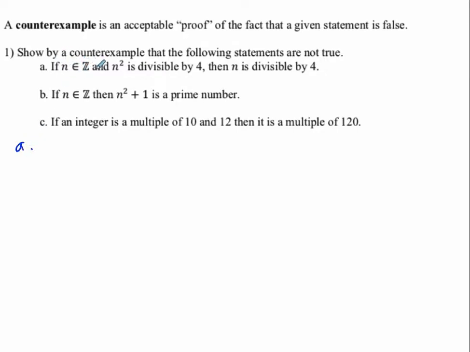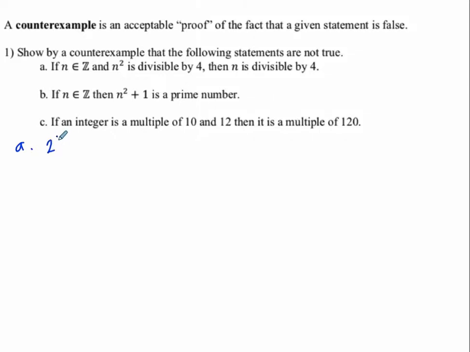If n is an integer, and n squared is divisible by 4, then n is divisible by 4. So we're just going to find an example where that is not true. And if you think about it, you can just run through the numbers till you find one, right? So 2 squared is divisible by 4. And I think we found one as easy as that.